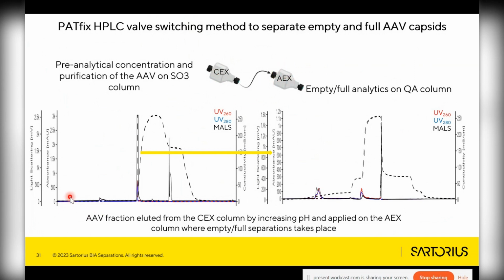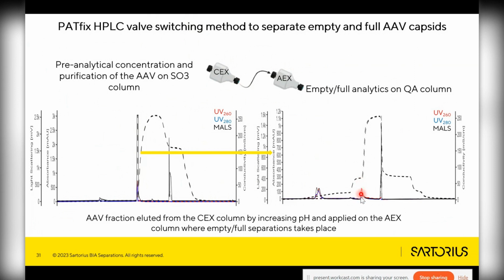If you look at the chromatogram on the first column, this is the loading of about 5 milliliters of the sample. And then in a very sharp pH gradient, we elute the material with a very sharp peak to the second column. As soon as this is done, we clean the column and regenerate it to be ready for the next injection. On the second column, in the meantime, we perform empty-full separation, which is shown here. So in a linear gradient, empty-full separation, with some residual impurities coming here.